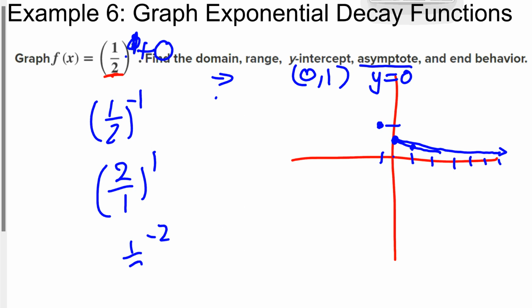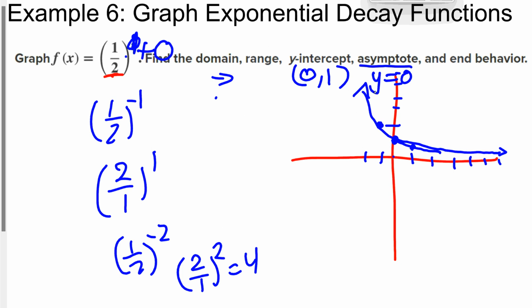Well, that's just going to flip this and become 2 over 1. Now it's a positive 2 squared, which equals 4, right? So 1, 2, 3, 4, something like that, right? So this is just going to keep going up and up and up this way, right? So my domain is all real numbers. I can plug in any number I want to.